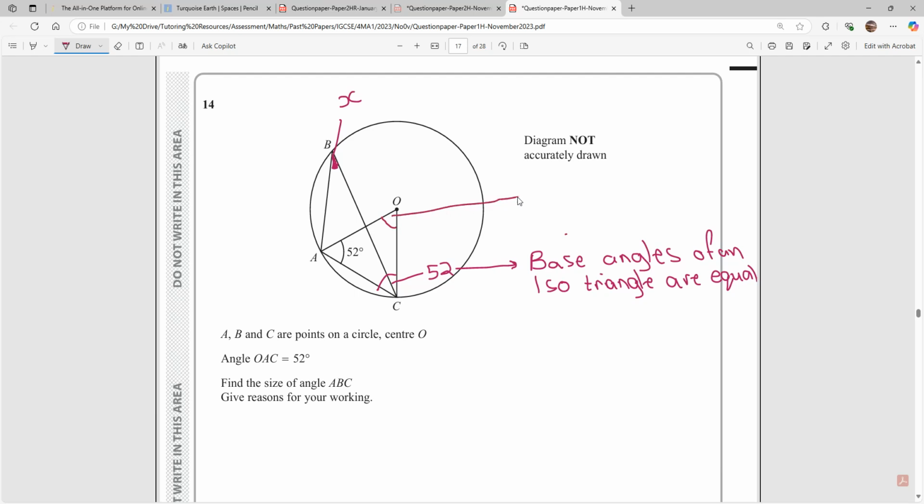Okay, next thing we can do is if we look, we've got a triangle, so we can find this one there. Okay, this one is going to be 180 minus 2 lots of 52 because it is a triangle. Okay, so that's going to be 76. And again, we can just put angles in a triangle add to 180.